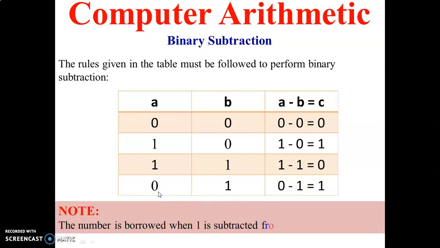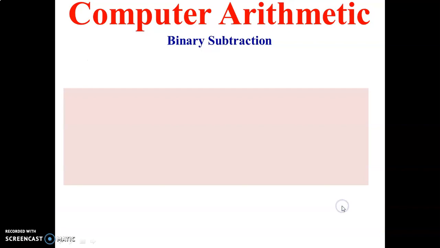When we are going to subtract 1 from 0, we have to borrow. So whenever we borrow a number, we subtract like this: 10 minus 1, so the result will be 1. Now we will understand this with an example.